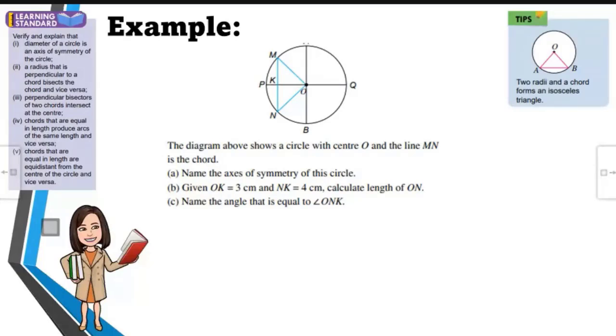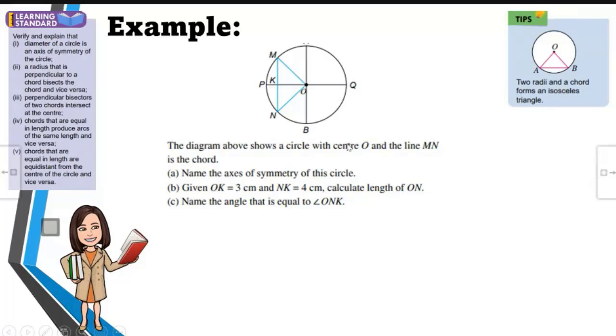Because there's a lot, but remember, equal chords, equal length of arc. Then one more thing is what? Equal chord, equal length from the center to the chord. So actually, when you keep on repeating the same thing, then you can remember. Okay, so we can see why we need to know the five properties. Why it's important for us to know all these properties, because we need to solve the problems.